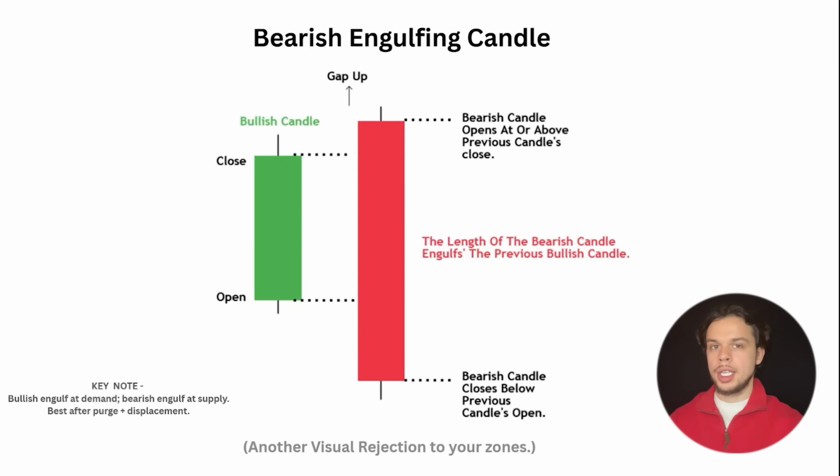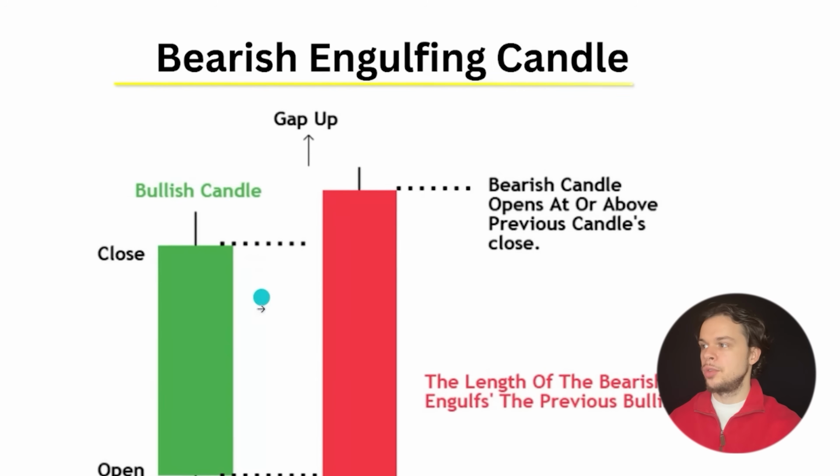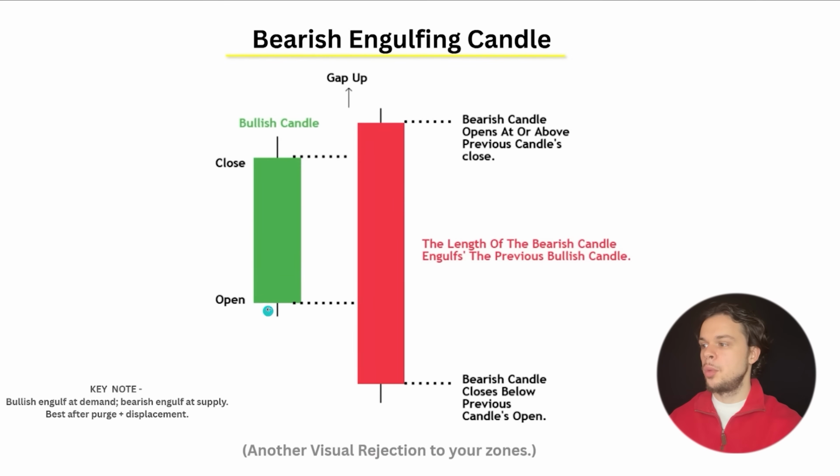So now moving on to the next formation, it is the same principles as the bullish engulfing candle, it's just upside down. We're now looking at a bearish engulfing candle. So what we see on the left here, we have the open of this bullish candle, we see it push up, we then close here, and then we have this gap up, and from here the bearish candle opens at or above the previous candle's close.